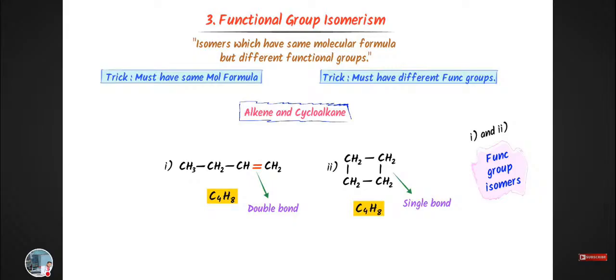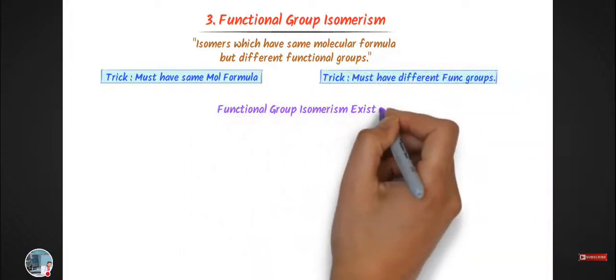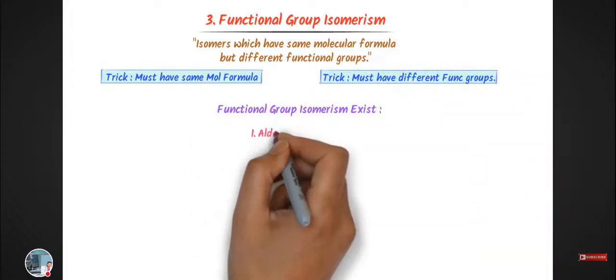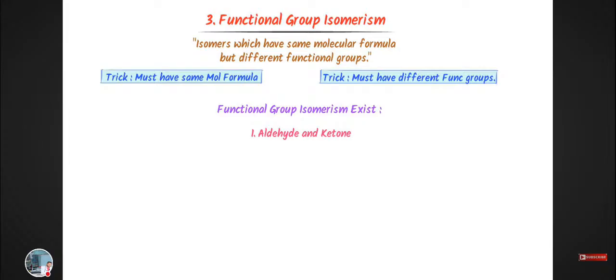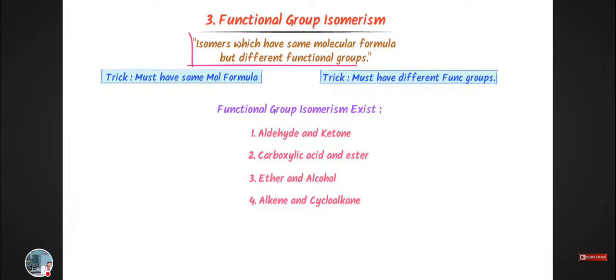To summarize this whole concept, we have learned that functional group isomerism exists between aldehyde and ketone, carboxylic acid and ester, ether and alcohol, alkene and cycloalkane. Thus remember that functional group isomers are those isomers which have same molecular formula but different functional groups.